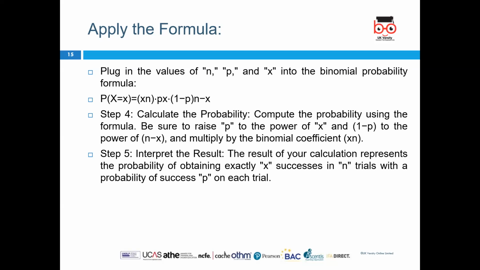So interpreting the result. You interpret the result by understanding what is the probability of obtaining exactly small x successes in n trials, with a probability of success p on each trial. So this is how the output of this formula is interpreted.